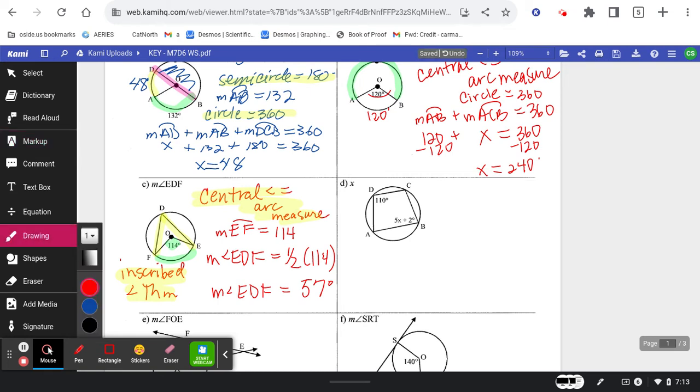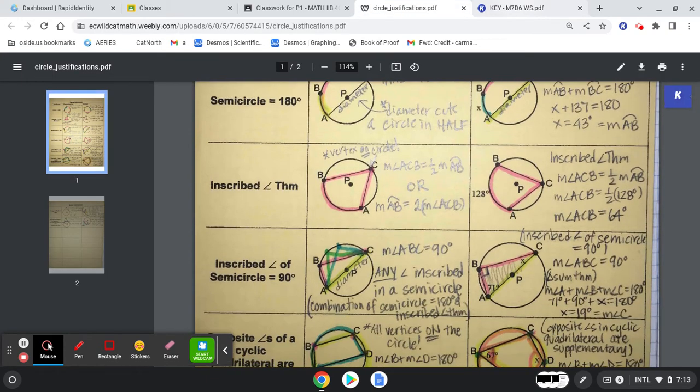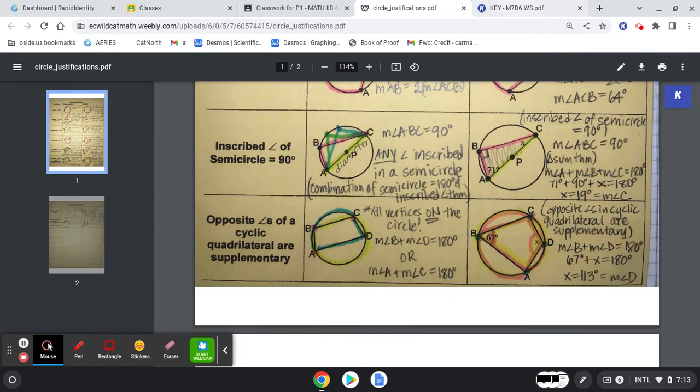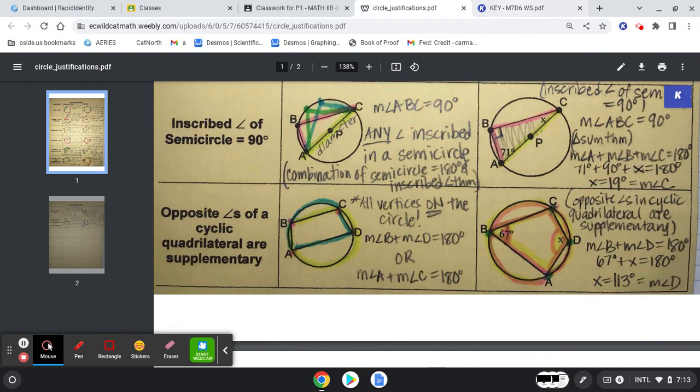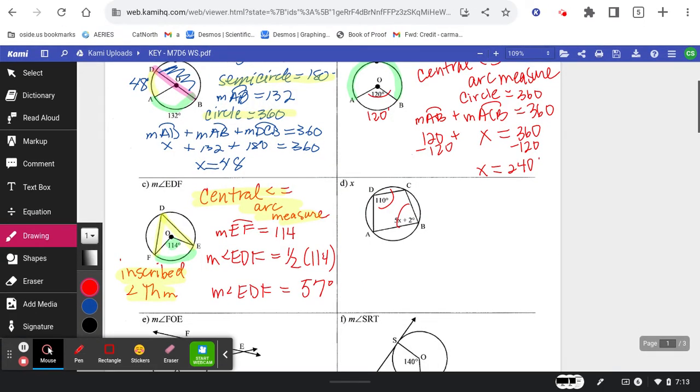Okay, next one, we've got these two angles on opposite sides and there's some kind of a quadrilateral inside. Let's go take a peek. Again, these are getting more complicated, so you're starting to match pictures. So look at this one on the bottom here: opposite angles of a cyclic quadrilateral. That's where all vertices are on the inside of a circle. Opposite angles in a cyclic quadrilateral are supplementary. So we just add these up to 180.